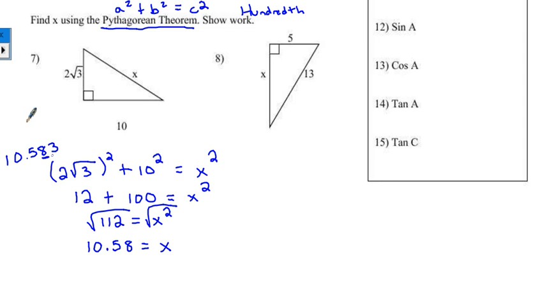Remember, that 8, we look behind it. Since the number behind it was 4 or below, you leave it the same. So that x ends up being 10.58.